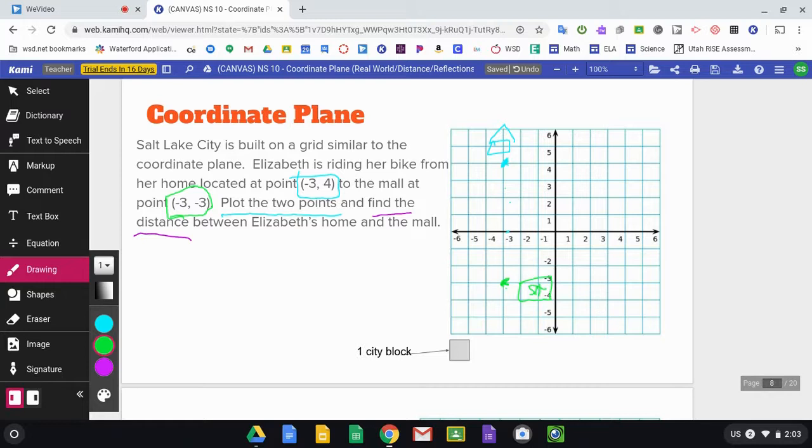Now it says find the distance. So let's find how far between the 2. So she was going to ride her bike from her home to the mall. How far is she going to go? Now remember, each square represents a city block. So 1, 2, 3, 4, 5, 6, 7 city blocks.